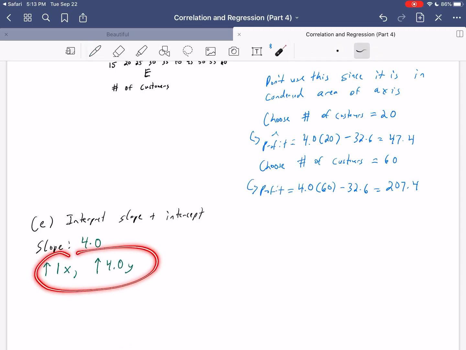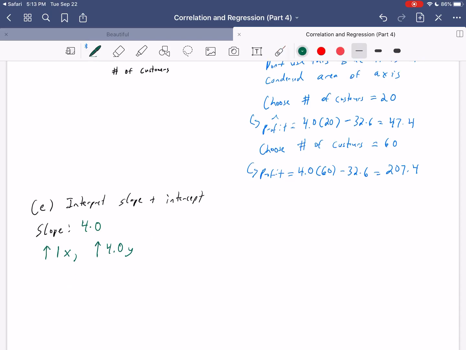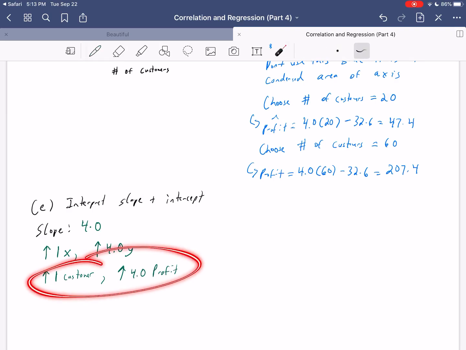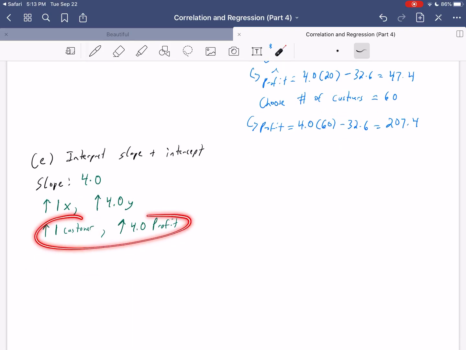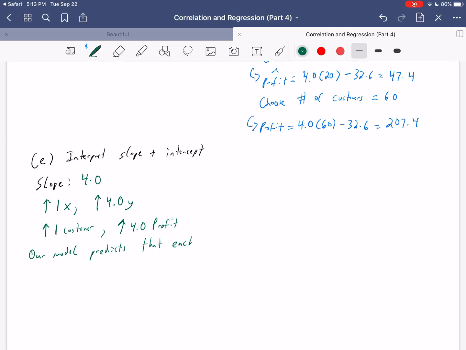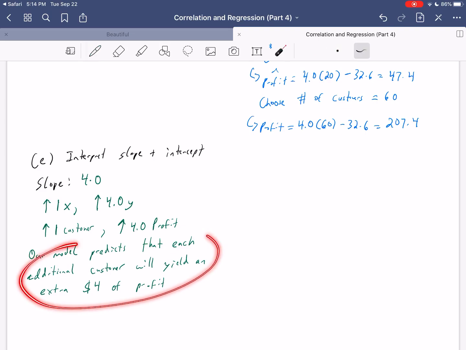Now, what does it mean to go up 1 in x? Well, what is our x? Our x is our explanatory. It's the number of customers. So when we go up 1 customer, we're expecting to go up 4.0 in terms of the profit. Now what we'd like to do is write that as an actual sentence rather than this weird notation. Let's actually just say what this means. We're saying our model predicts that each additional customer will yield an extra $4 of profit. Notice that when I go to write this interpretation, I make use of the units.